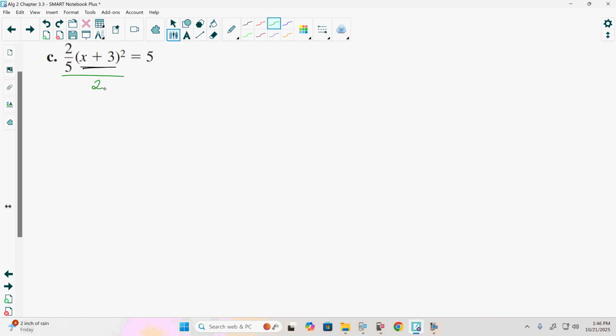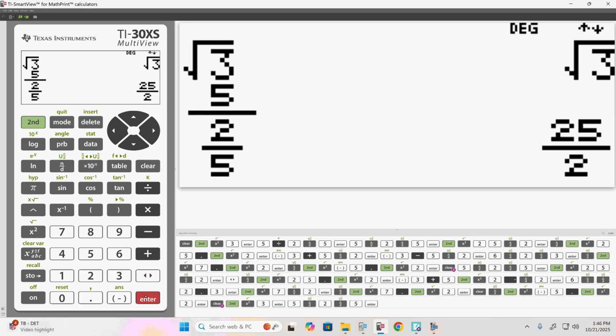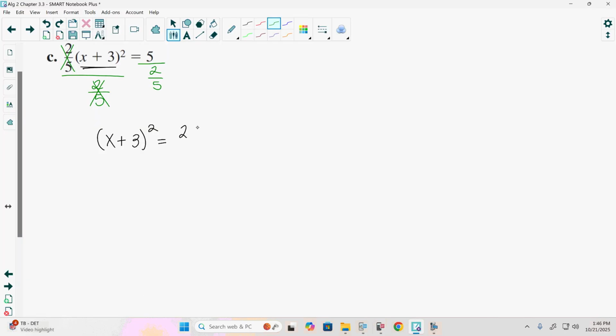So to undo this multiplication, we're going to divide both sides by 2/5. Because 2/5 divided by 2/5 is going to become 1, leaving us with (x + 3) squared. On the other side, we have 5 divided by 2/5. We can do this by hand, or we can take a calculator and say 5 divided by 2/5 is 25/2. Questions on this so far?